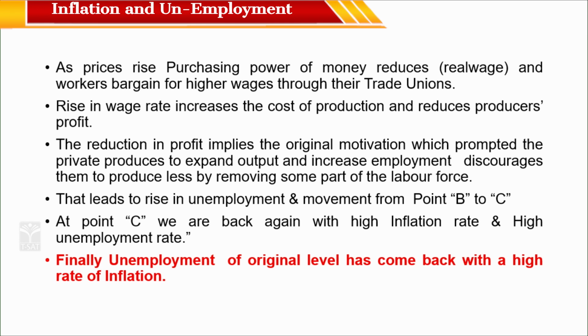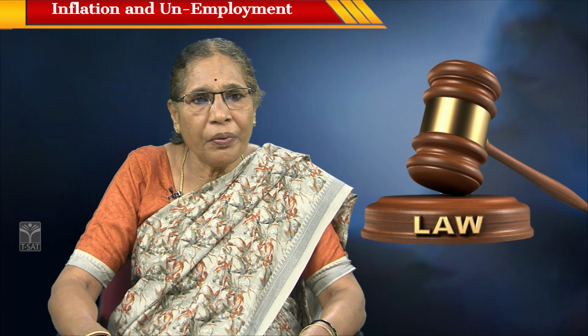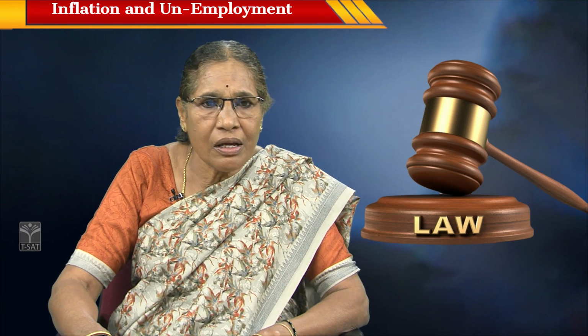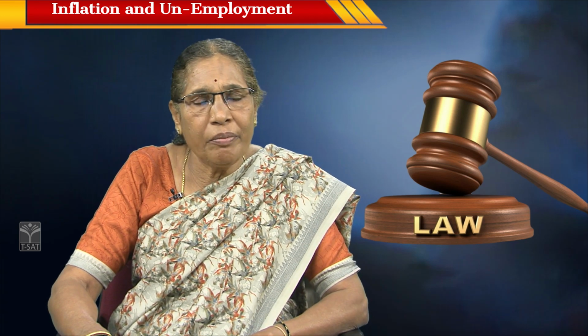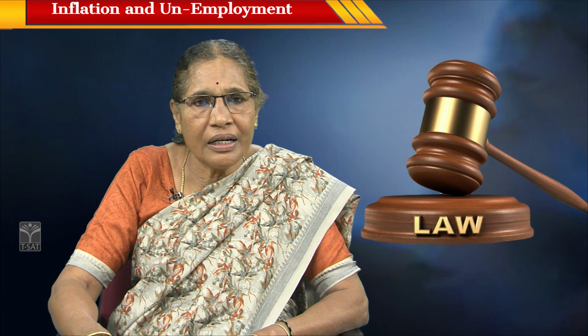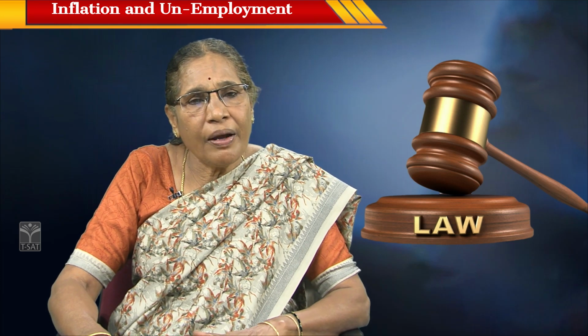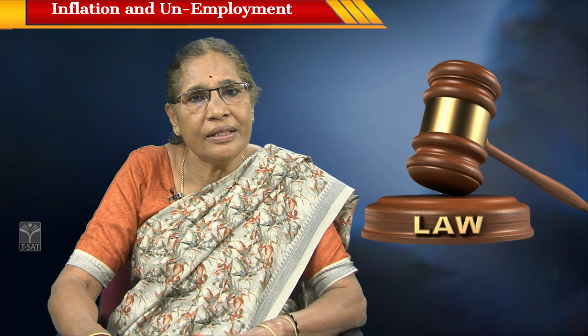As prices rise, the purchasing power of money reduces, that is, the real wage rate falls, and workers bargain for higher wages through the trade unions. A rise in the wage rate increases the cost of production and reduces a producer's profit. The reduction in profit removes the original motivation which prompted private producers to expand output and increase employment, which discourages them and makes them produce less by removing some of the workers who are already employed. So this results in unemployment and a movement from B to C, as indicated in the figure.